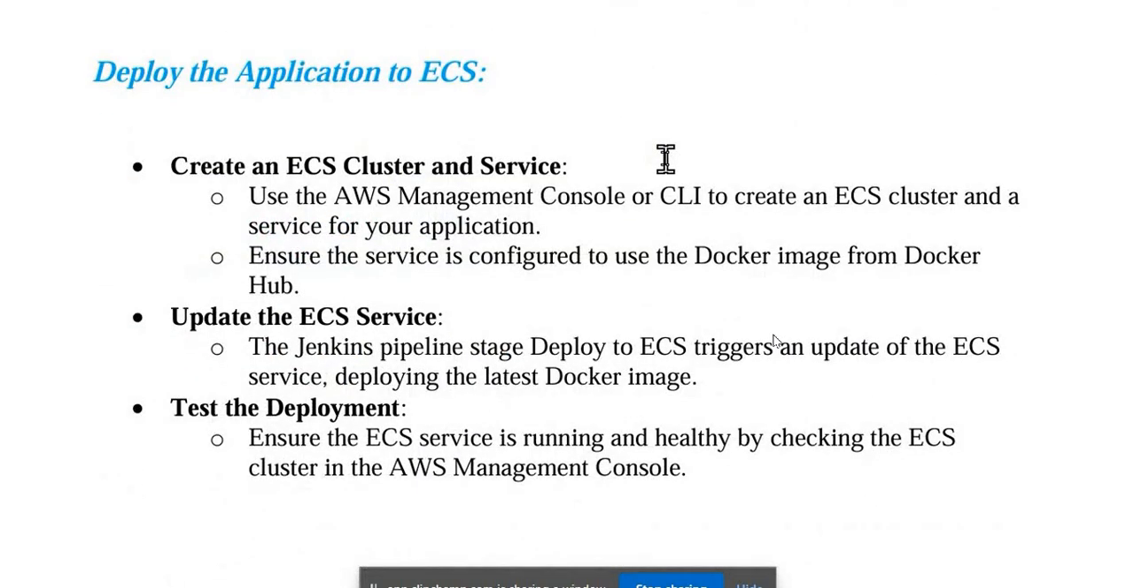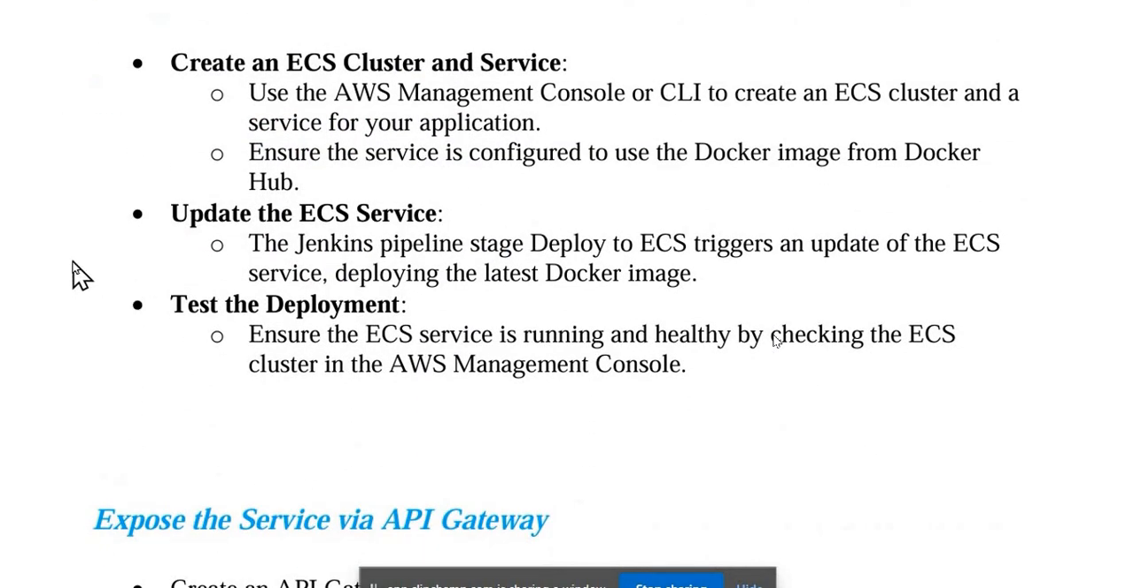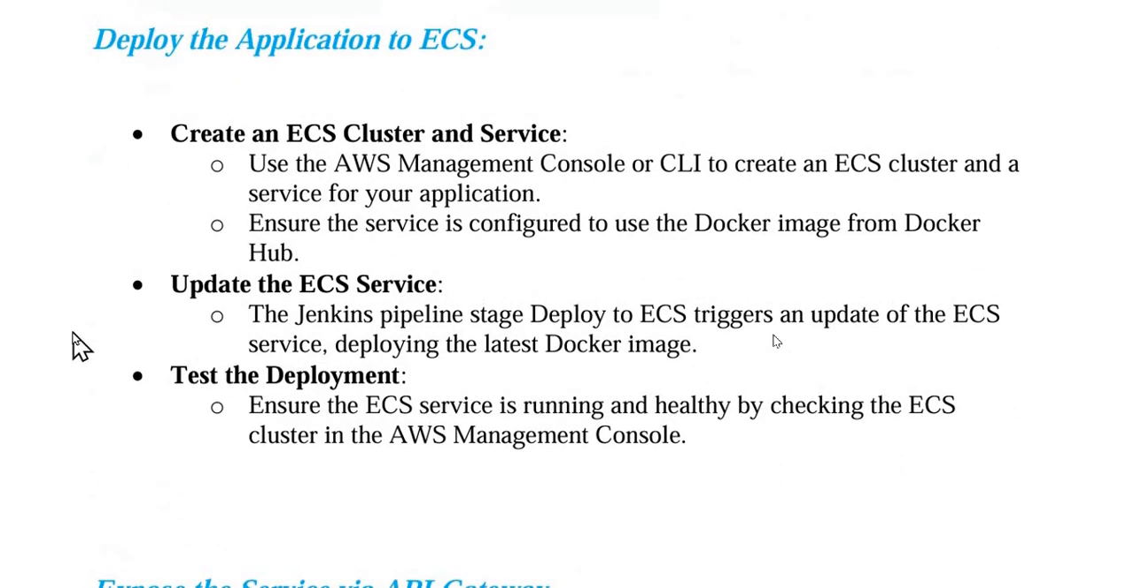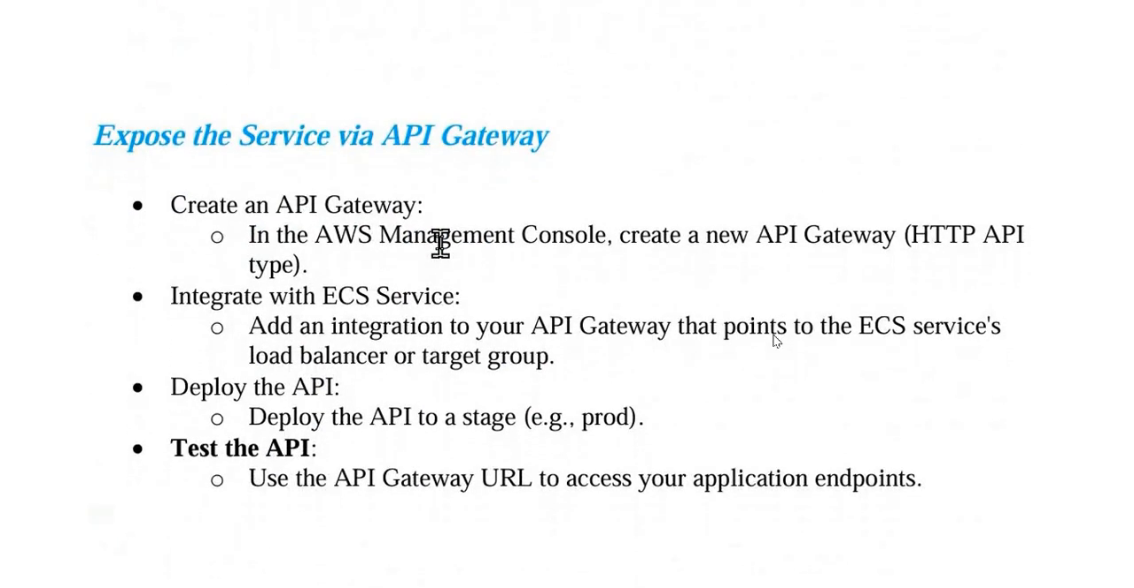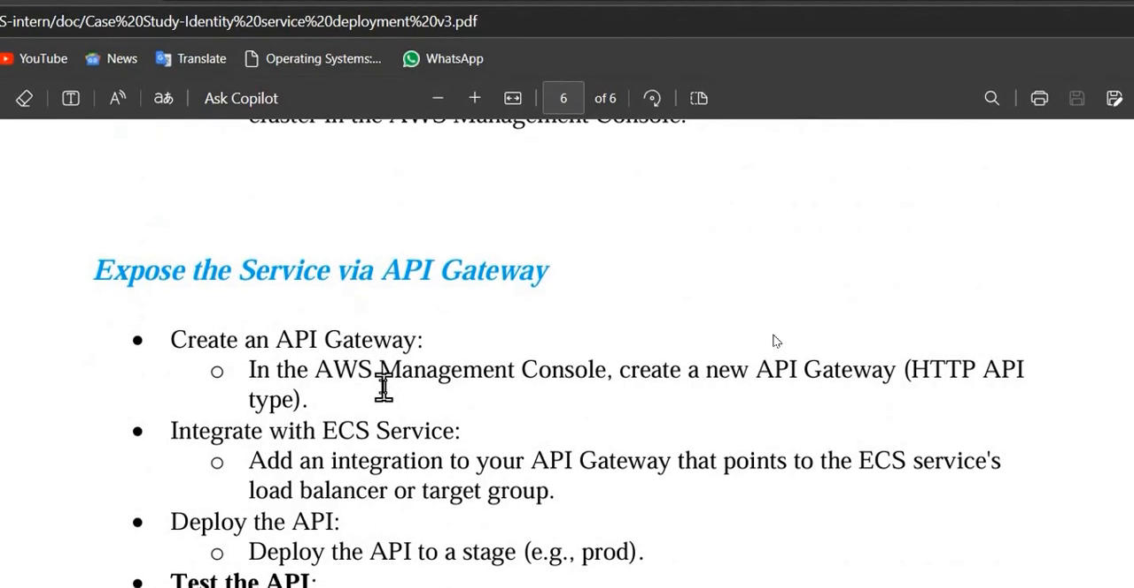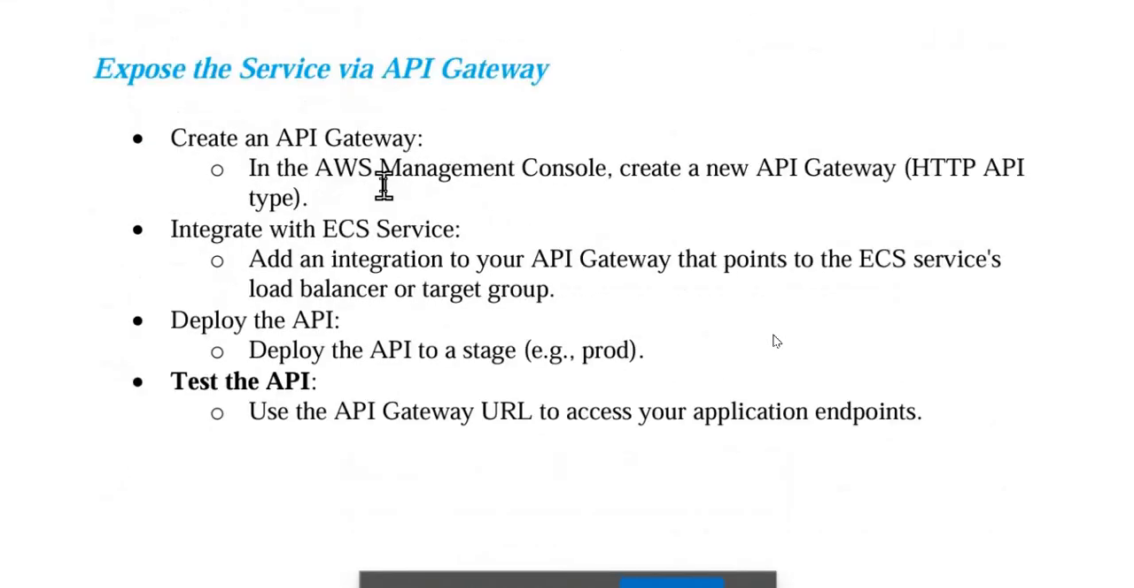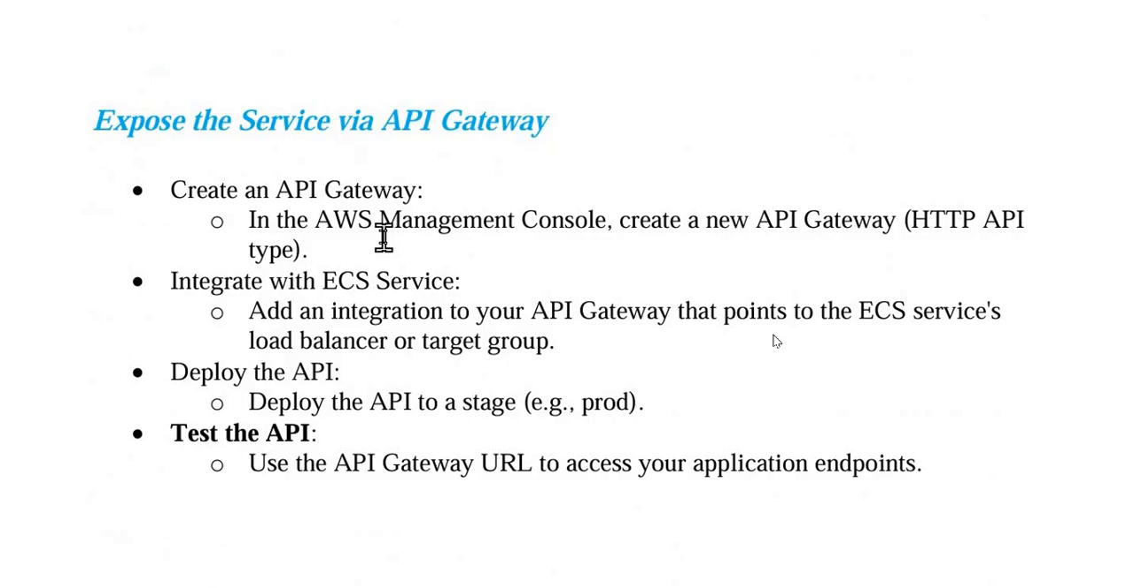Next is deploying the application on ECS. Here I have just mentioned ECS, but in my implementation I went with Docker deployment only. I haven't used ECS. Directly inside the EC2, I have deployed the application in Docker. Next, the API calls: there I will use the public IP of my EC2 instance, and from there I will access the application.